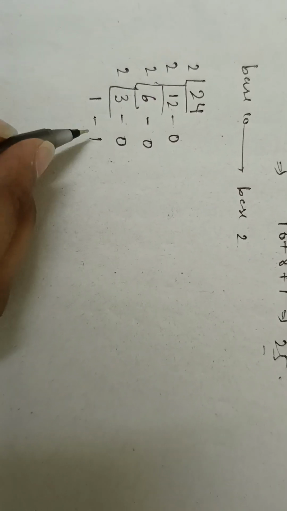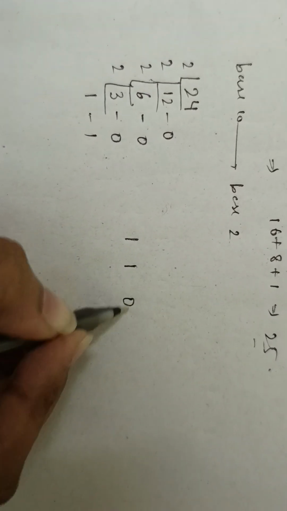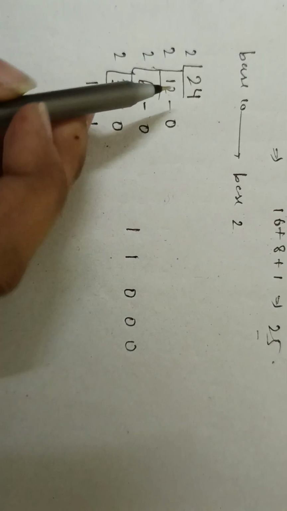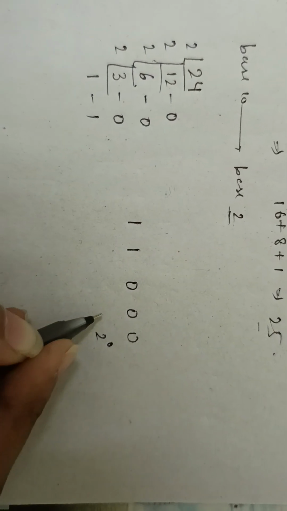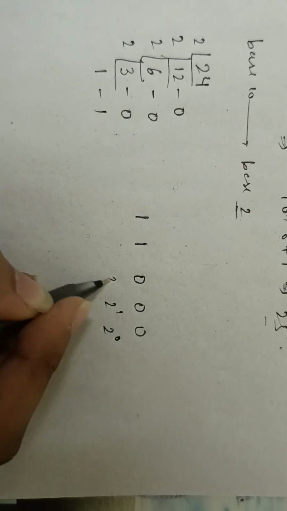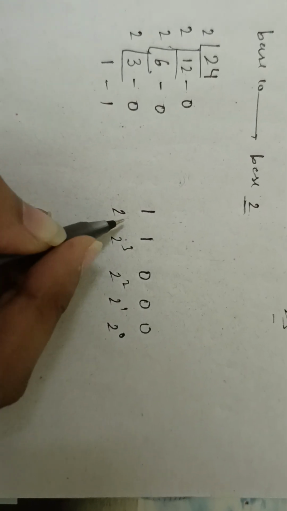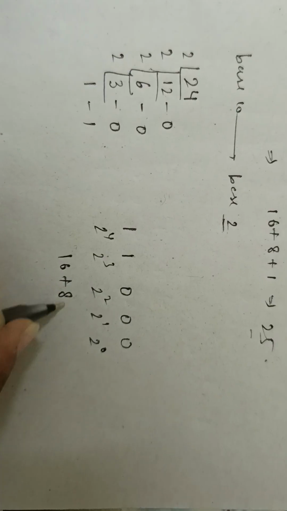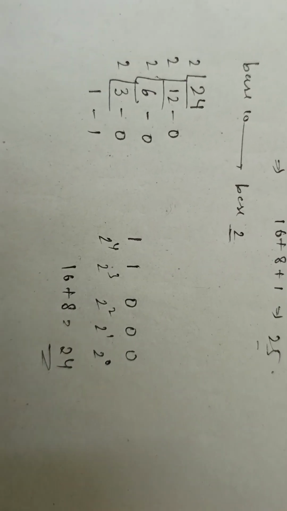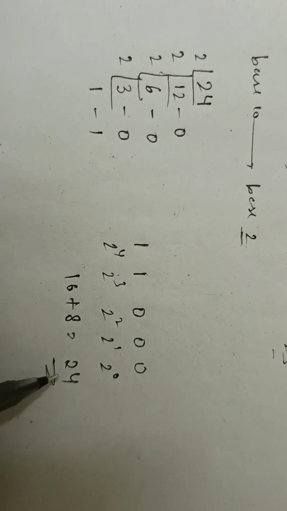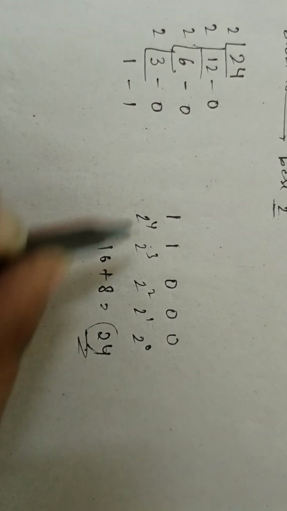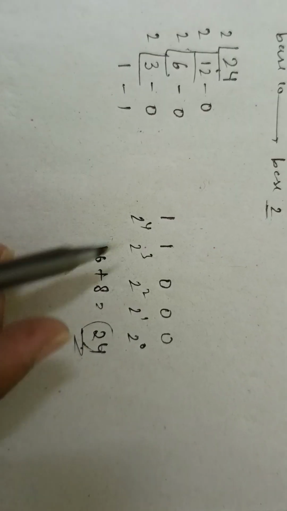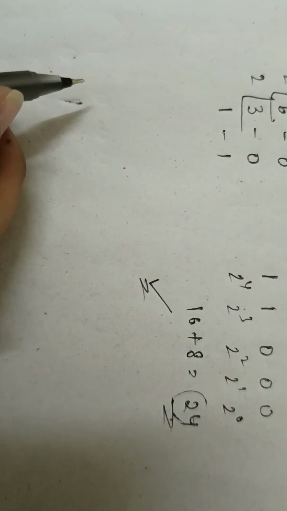We got the binary number as 11000. As we are converting this number into base 2, we will give these values as 2 power 0, and so on. 16 plus 8 is 24. If you want to check whether this is right or wrong, we have to equate this number and this number. We got the same number, so it is right.